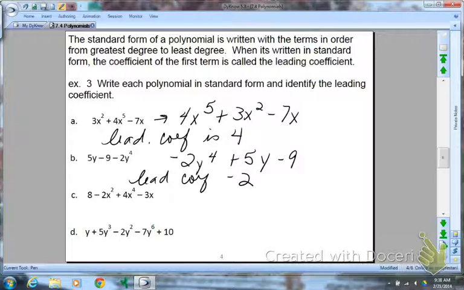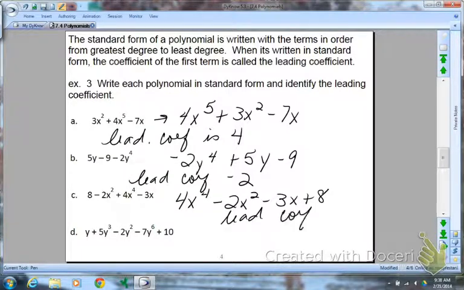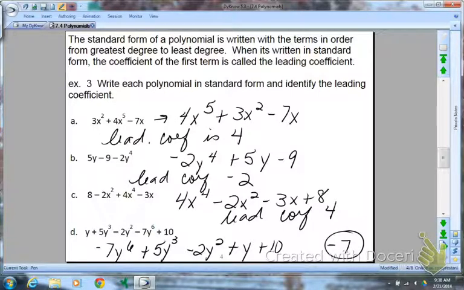Example C, the largest exponent is x to the 4th, so we're going to rewrite it as 4x to the 4th minus 2x squared minus 3x plus 8. And the leading coefficient is 4. And example D, negative 7y to the 6th plus 5y to the 3rd minus 2y to the 2nd plus y plus 10. And the leading coefficient is negative 7.